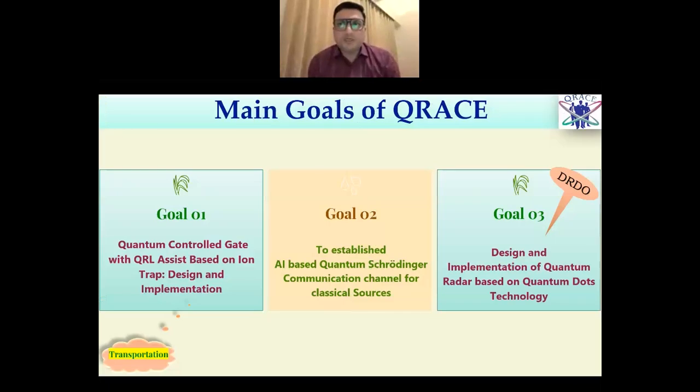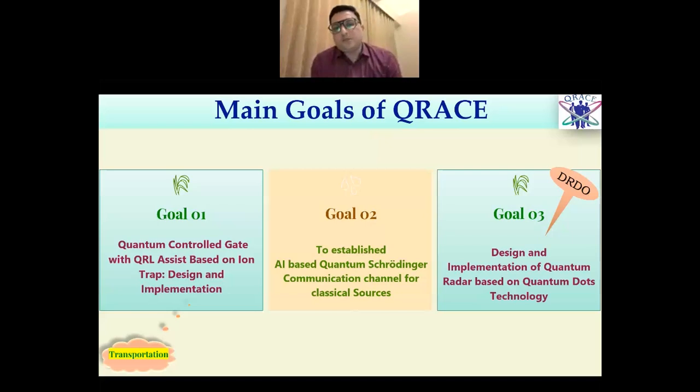So, I am the founder of QRace. QRace started in 2019, and this is one of my startups. In QRace, I'm focused on three goals. The first goal, I already grabbed this opportunity, and one of the projects was accepted. Right now, this project is a Korean project, and my professor and I are working on the quantum control gate with the assistance of quantum reinforcement learning based on ion trap.